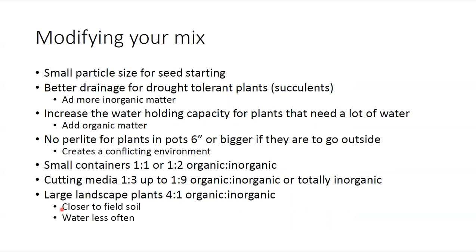Now, larger landscape plants, generally you're going a higher organic content to inorganic content. And this is one of the primary reasons: you don't want a bunch of pumice and lava rock interacting with that field soil. You want something that is closer in representation to a field soil. And so you go with at least a 4 to 1 organic to inorganic. This also means you have to irrigate less often, which reduces your costs in that growing environment.